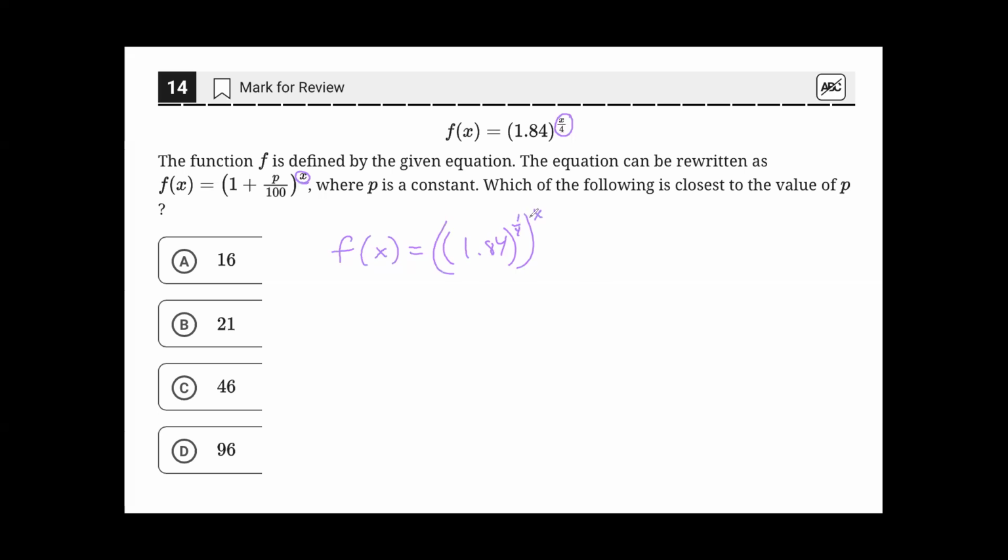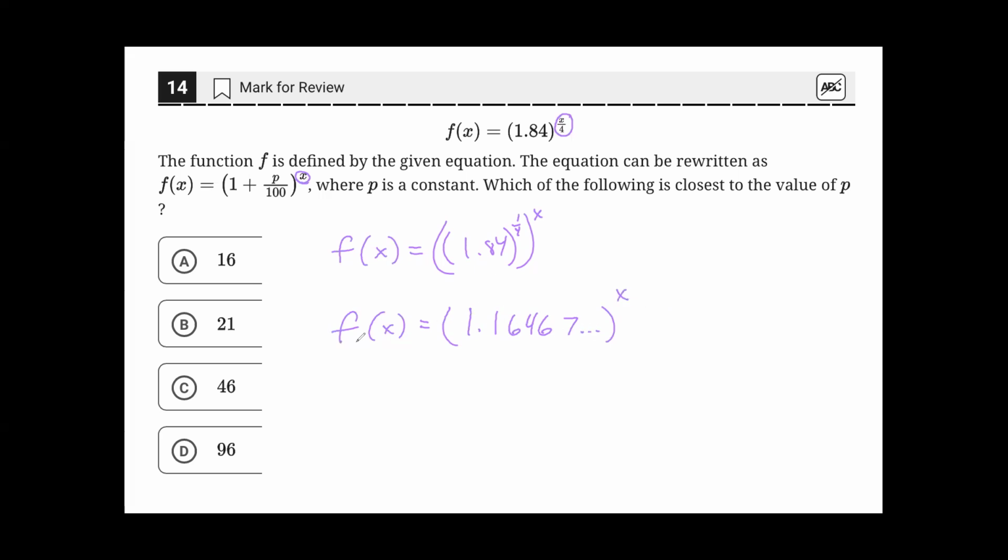When you have an exponent raised to an exponent, it's the same as multiplying the exponents. So this is the same as saying this quantity, 1.84 to the x over 4 power. Using a calculator, the value of 1.84 to the 1/4 power can be determined. And using the calculator, you will find that this quantity is equal to 1.16467, and so on, to the x power.